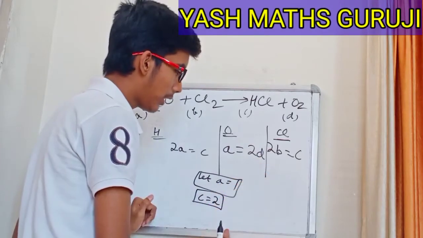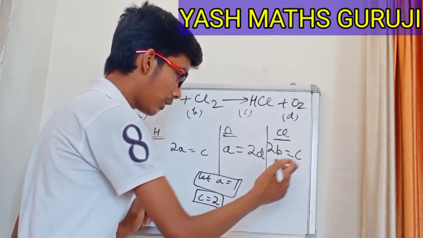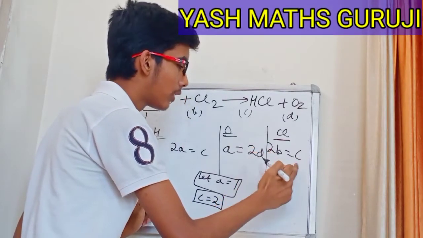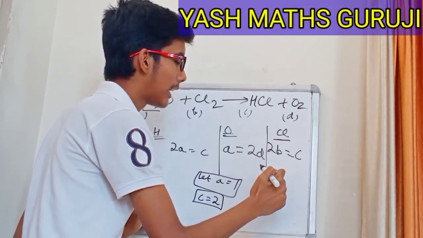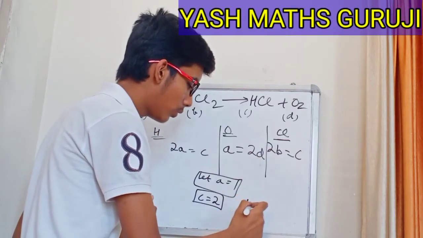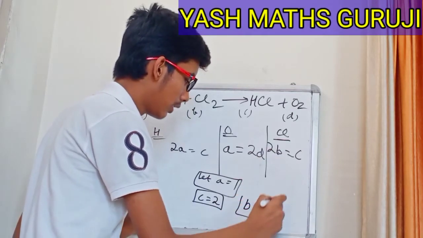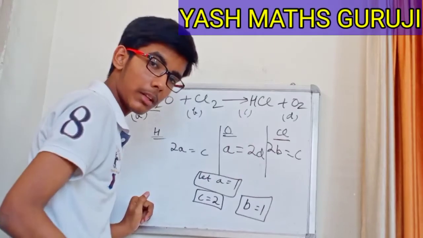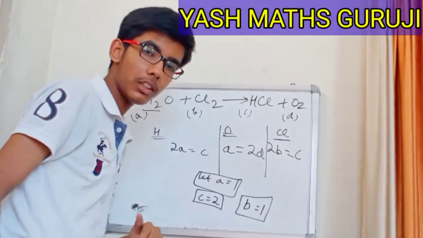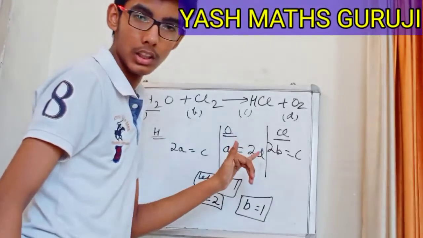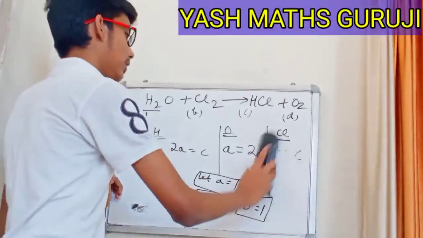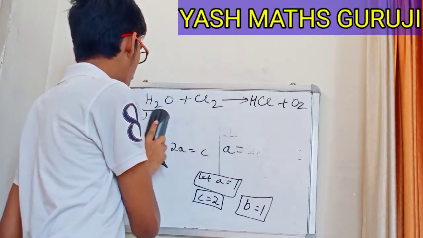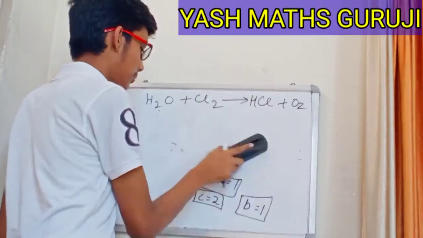And from C we can take out B. Then if C is 2, then 2B equal to 2. Therefore 2 cancel and B equal to 1. And from B we can take out A. No, all of them are completed. So what are we waiting for? We will put all the numbers here and check whether our equation is correct and balanced or not. So let's put the values.